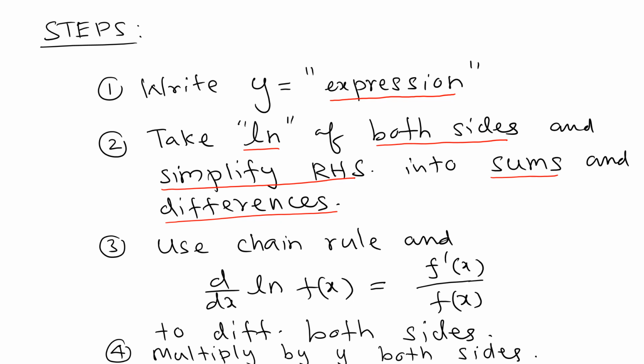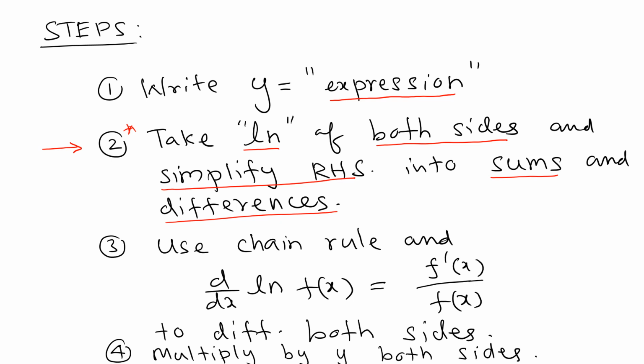This is a very important step. When you take the natural log, what will happen? All those products and quotients become sums and differences. That's exactly the reason why we use logarithmic differentiation. That's the main step. All the products and quotients become sums and differences.